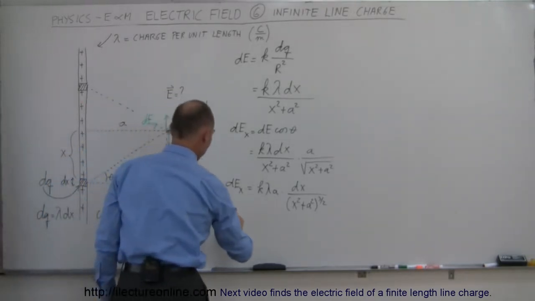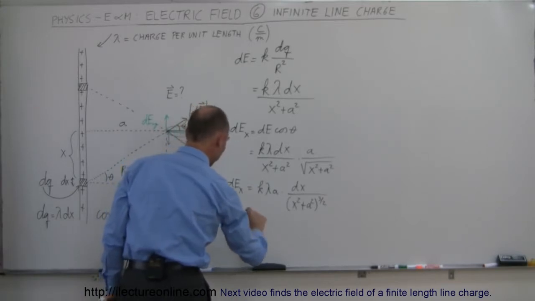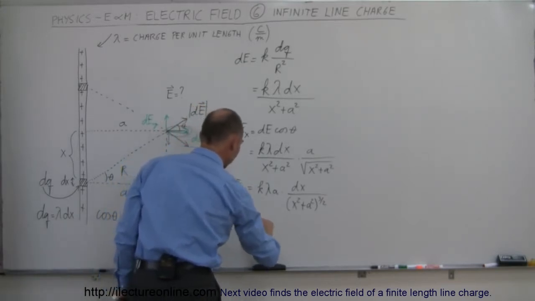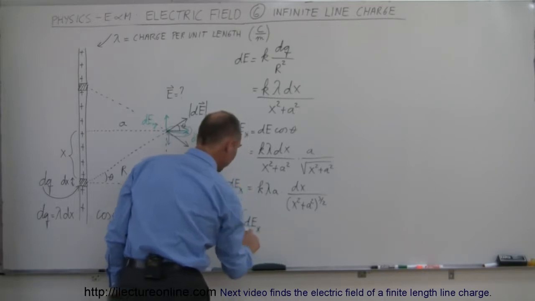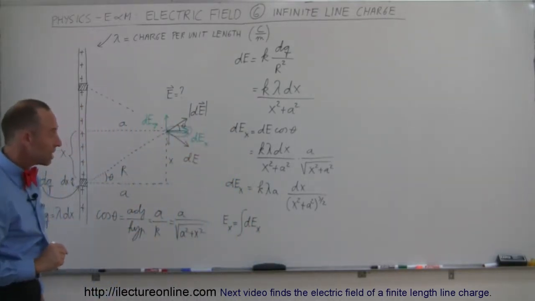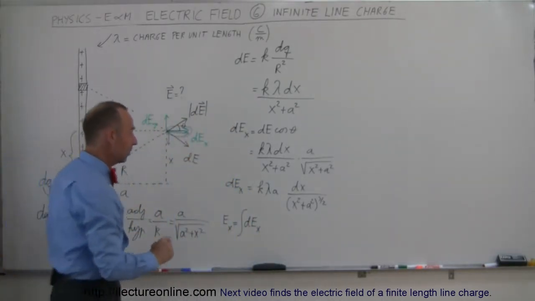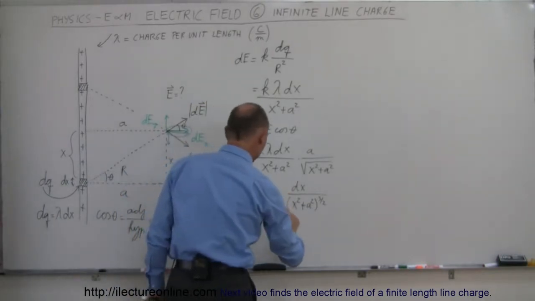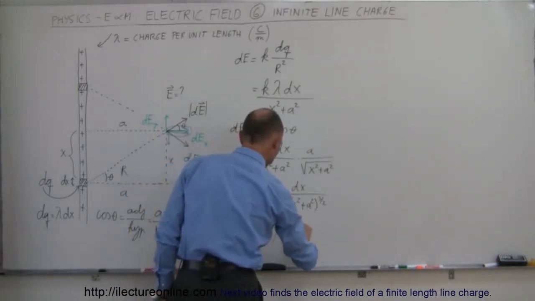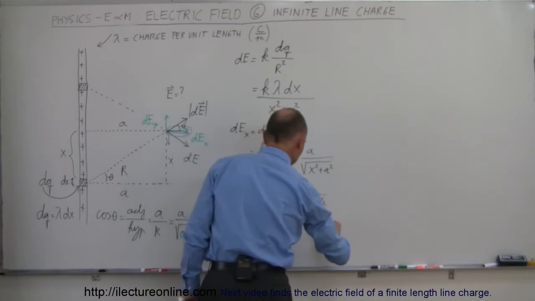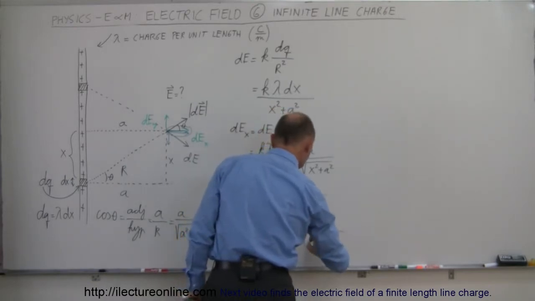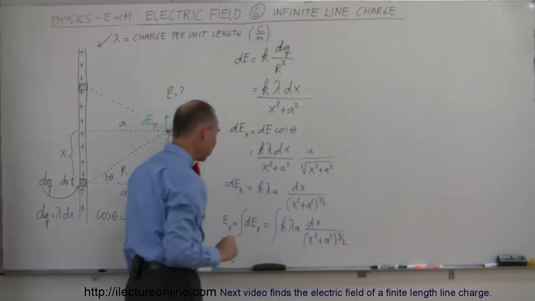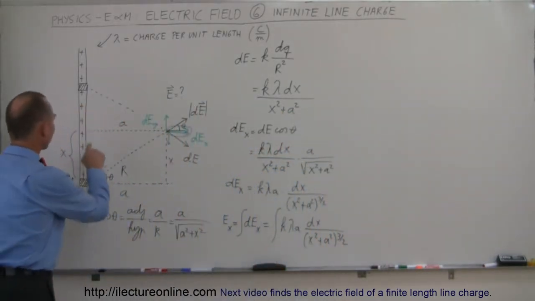And so to find that, we say the total E sub x is equal to the sum of all the little components that you get from each of the segments right there. And so that would be equal to the integral of this. So the integral of k times lambda times a times dx divided by x squared plus a squared to the 3/2 power.